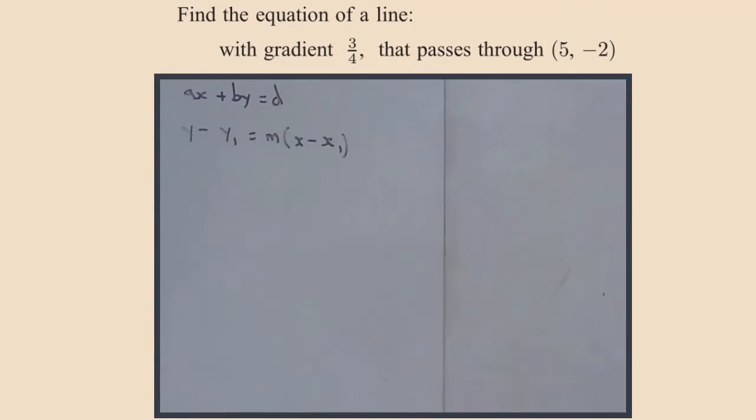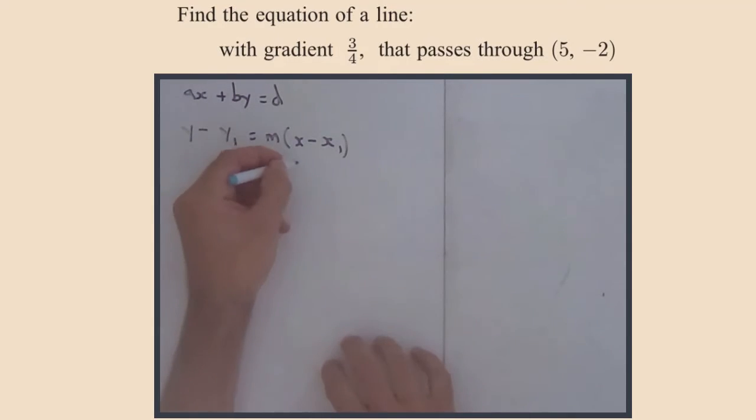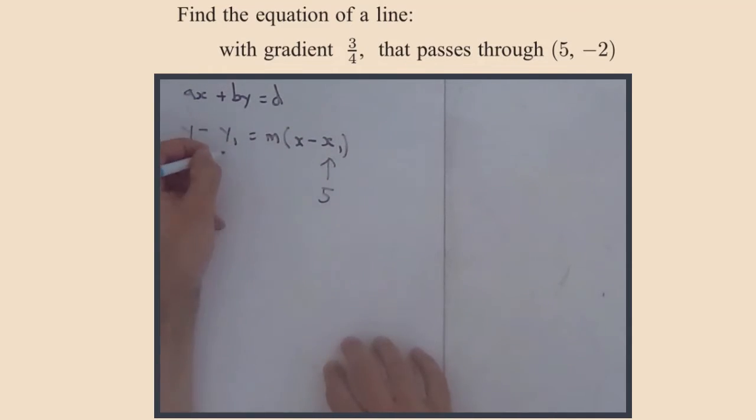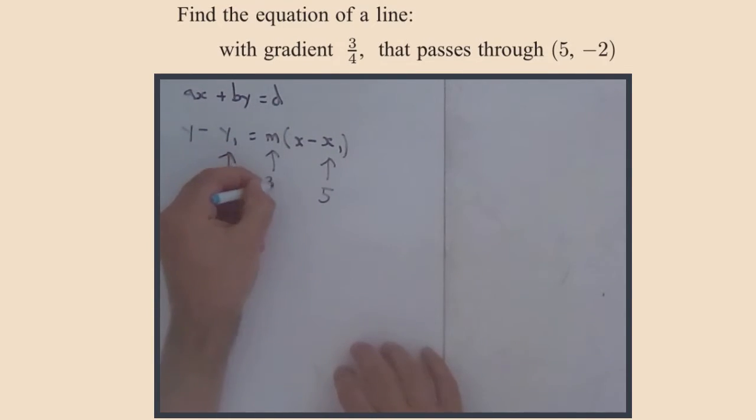Just deconstructing that a bit, the y is literally just y, so you will write y. y1 is the y value of a known point on the line. m is the gradient that we know. x is just x, and x1 is the x value of the known point on the line. So we know about the point (5, -2). So x1 is your 5, that's the x value of the point, and y1 is your minus 2. We've also been told that the gradient is 3/4, so m is your 3/4.